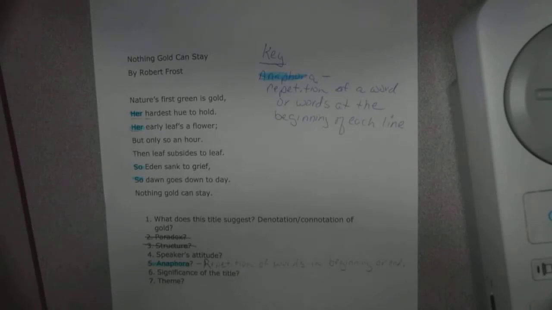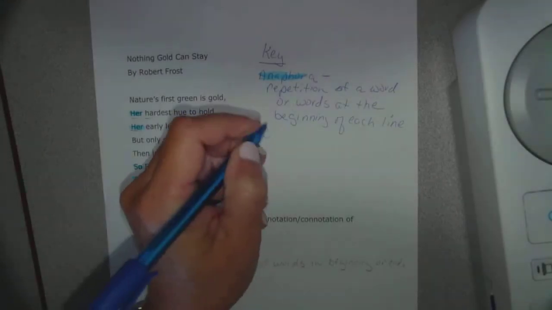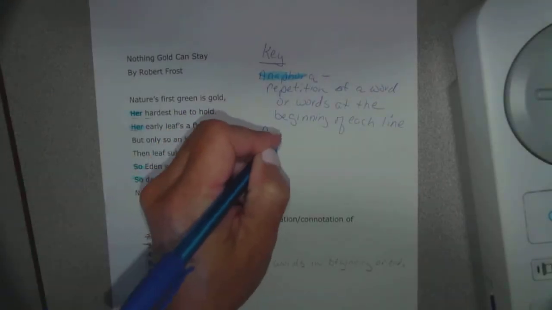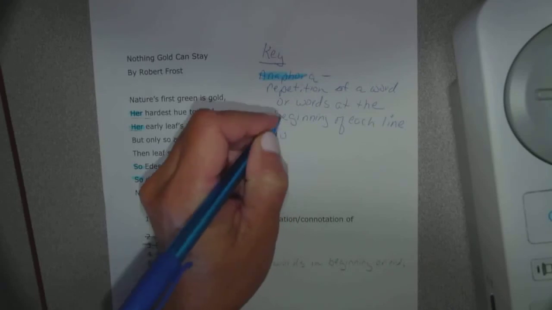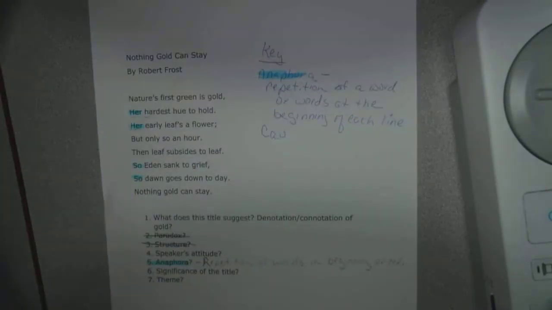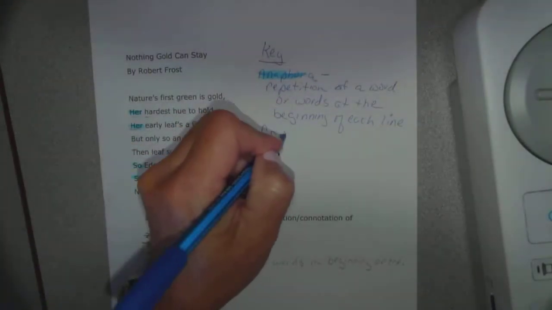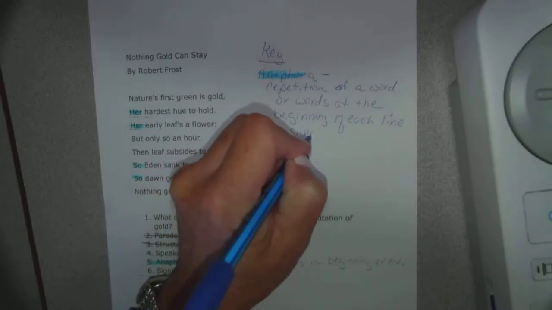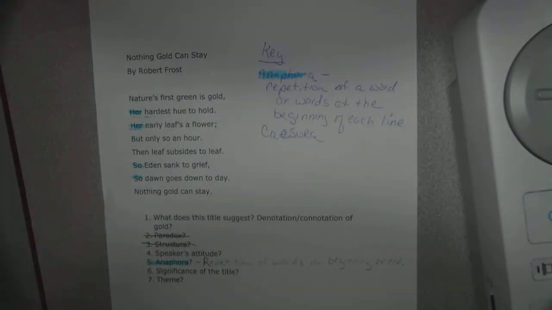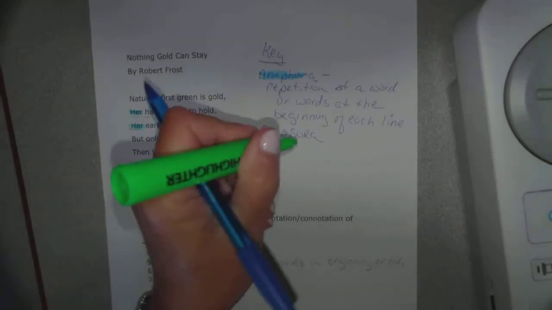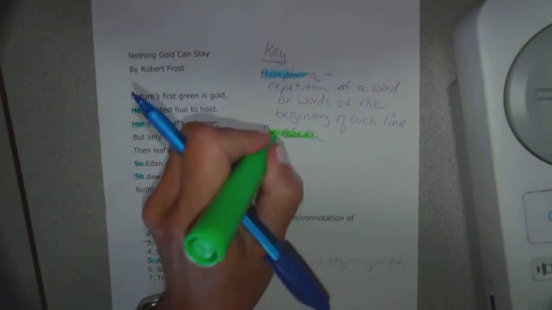All right, so the next thing we're going to talk about is the caesura. C-A-E, sorry, S-U-R-A, caesura. I can't even spell this today. And I'm going to use my caesura for green. All right, and I'm not going to give you a definition, I'm just going to demonstrate it so you can see it as I go.